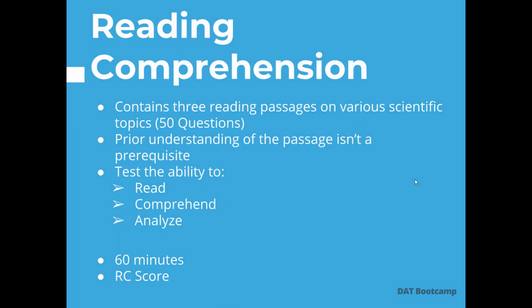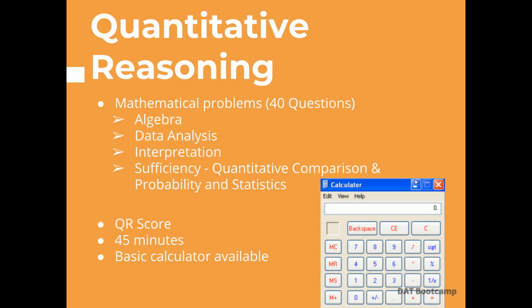After the break, you'll be doing the reading comprehension test. Now this contains 3 passages on various scientific topics with a total of 50 questions. Prior understanding of the passage is not a prerequisite for this section. This section tests the ability to read, comprehend, and analyze information. You'll have 60 minutes to complete this section, and this will comprise your RC score.